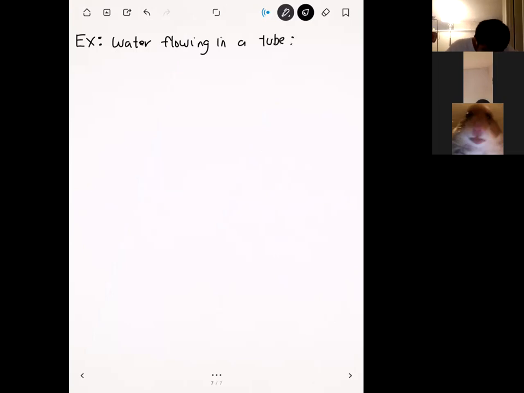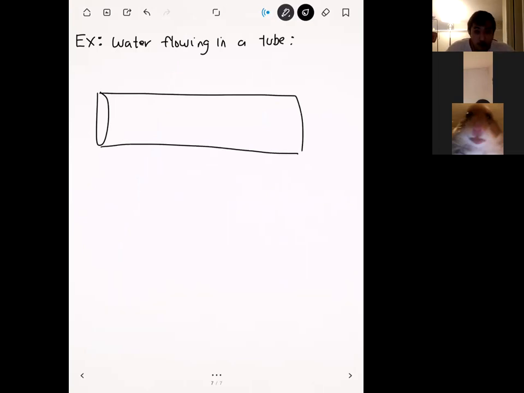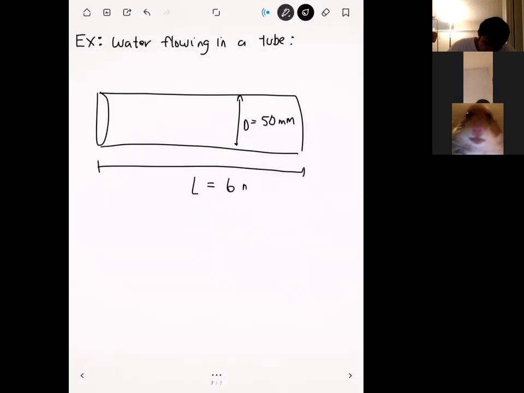Let's say that we have a tube that looks like this. The diameter of this tube is 50 millimeters, and the length is going to be 6 meters. Let's say that we know the mean temperature at the inlet and outlet of the tube. At the inlet, this has a mean temperature of 15 degrees C, and then at the outlet, this has a mean temperature of 57 degrees C.